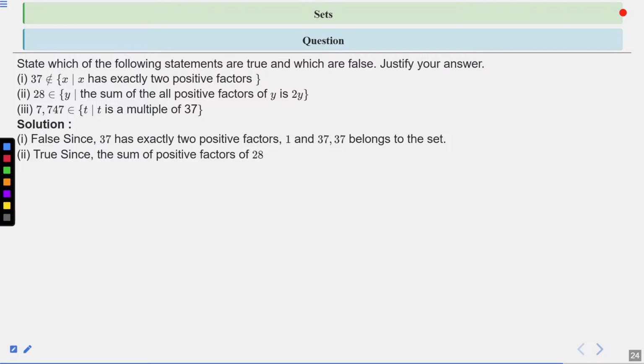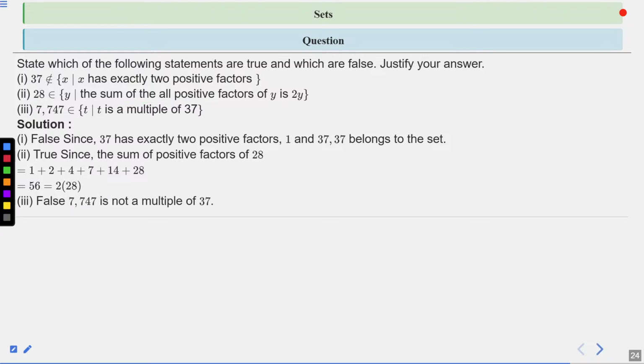Now the second one is true. Why? Because if you find the sum of positive factors of the number 28, the factors are 1, 2, 4, 7, 14, 28. Now the sum is simply 56, which equals twice 28, satisfying the condition described in the set builder form, meaning this number 28 belongs to the given set. So true. Clear? The second one is true.